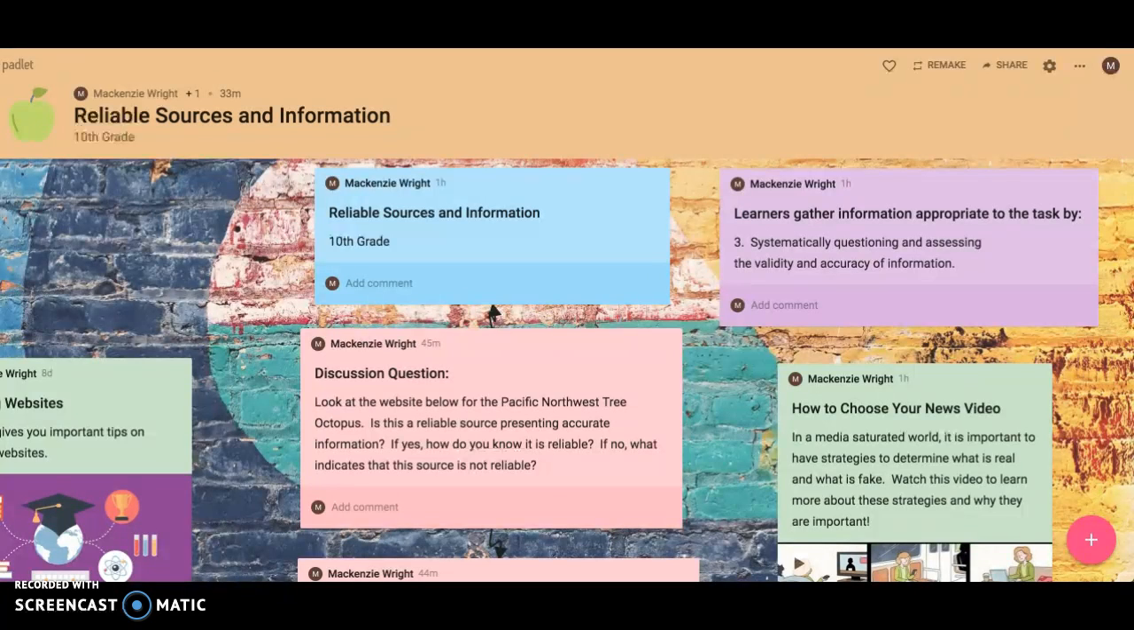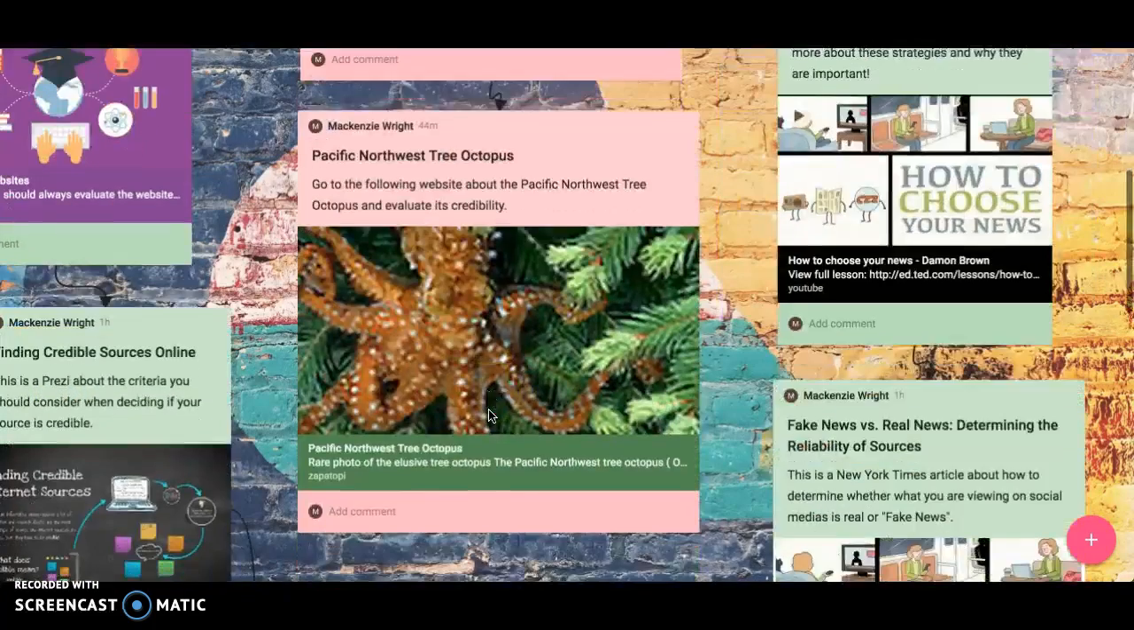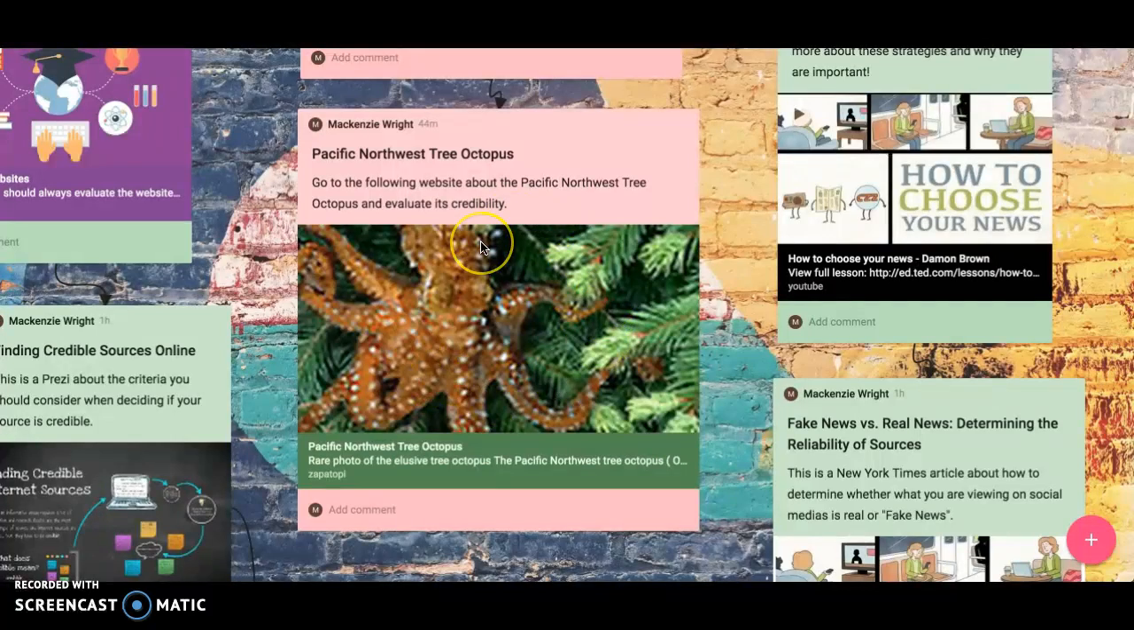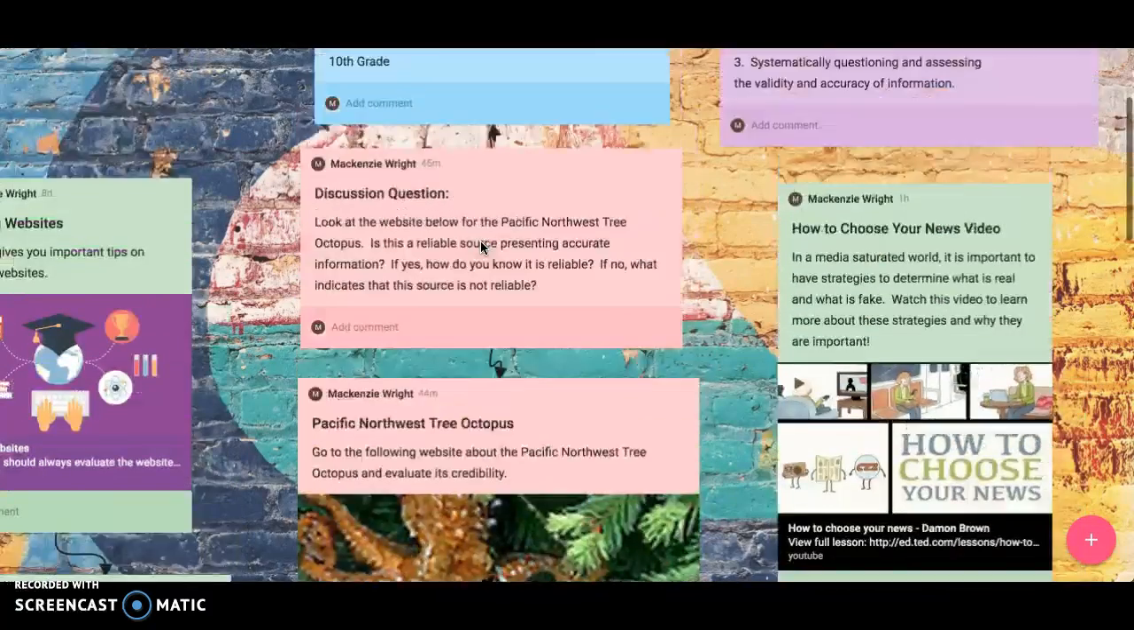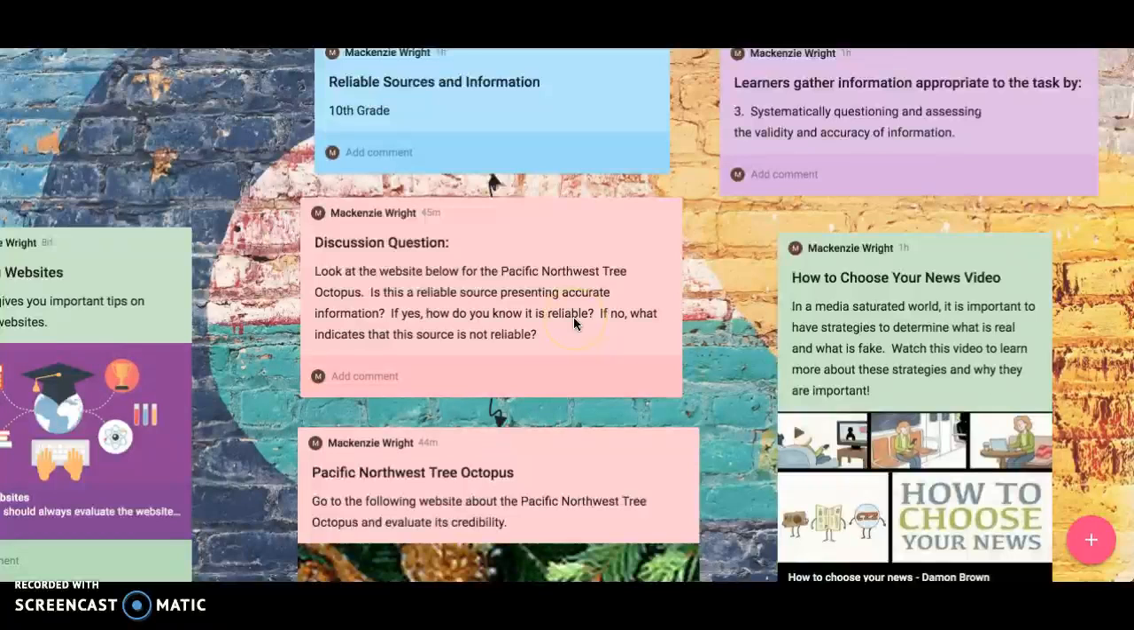At the end of this lesson, we will test our newly acquired skills to evaluate a website. You will be looking at the website I have provided for you about the Pacific Northwest octopus, seen here, and answering the following discussion question. Is this a reliable source presenting accurate information? If yes, how do you know it is reliable? If no, what indicates that this source is not reliable?